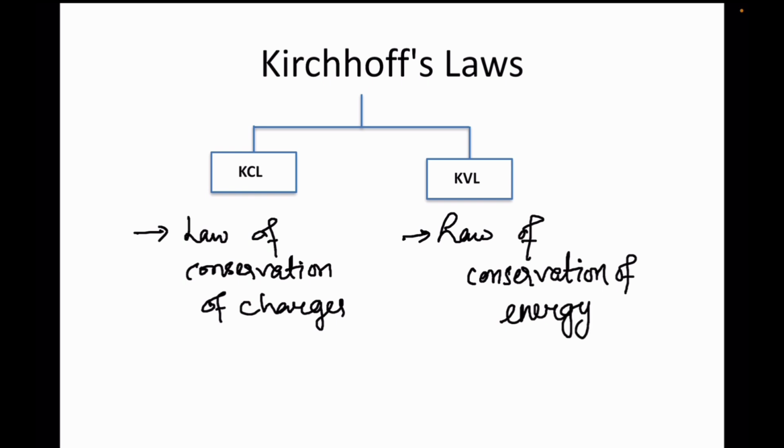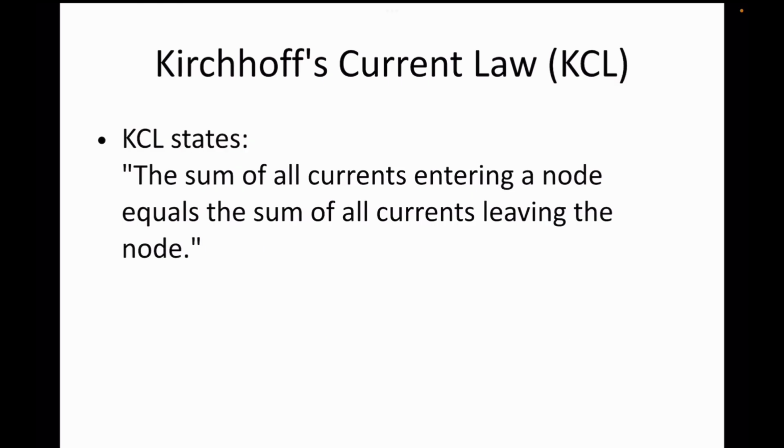Okay, so let's see what is KCL. KCL states that the sum of all currents entering a node is equal to the sum of all currents leaving a node. We have seen what are nodes, what are meshes, what are branches, what are loops in a previous class. So in any circuit, the algebraic sum of current meeting at a junction is 0.